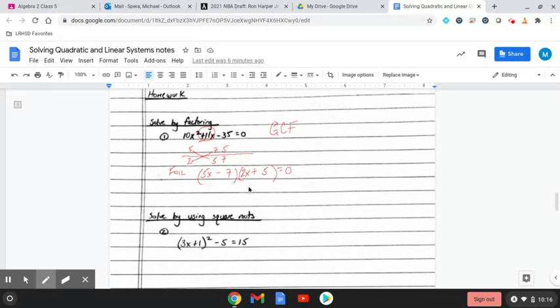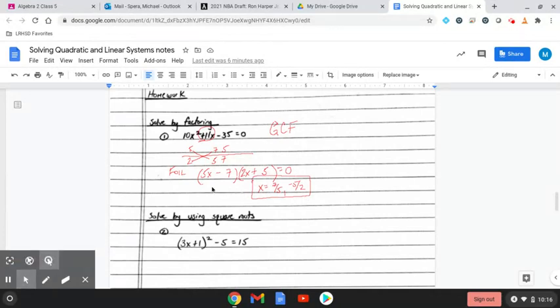All right, but we're solving here. So our answer is going to be x equals 7/5 and negative 5/2, right? Remember, right over left and change the sign.